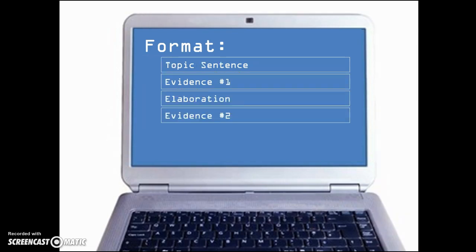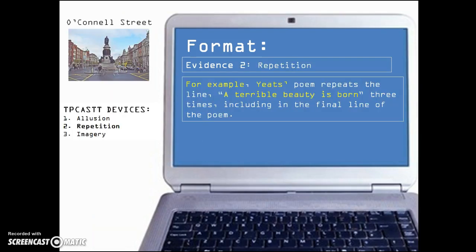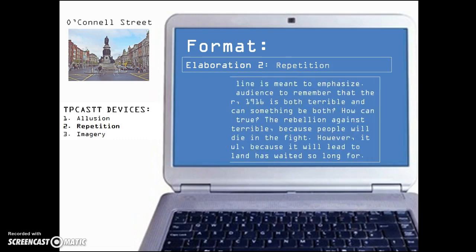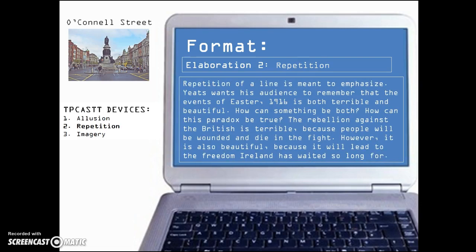Once you're done with your second piece of evidence, it's time for the elaboration. So, think about your evidence before writing your elaboration. Why is this evidence important? I might write, repetition of a line is meant to emphasize. Yeats wants his audience to remember that the events of Easter 1916 are both terrible and beautiful.